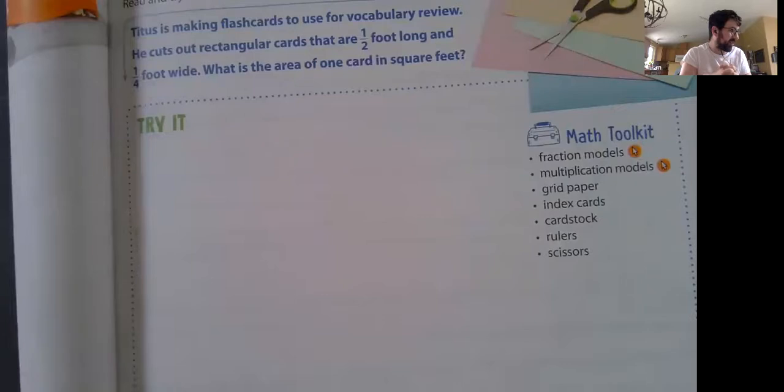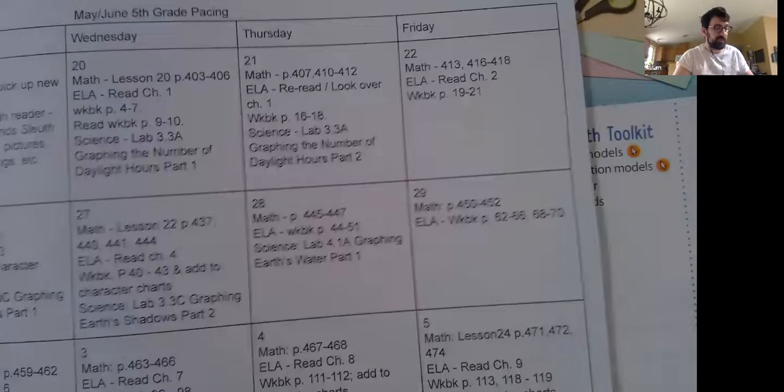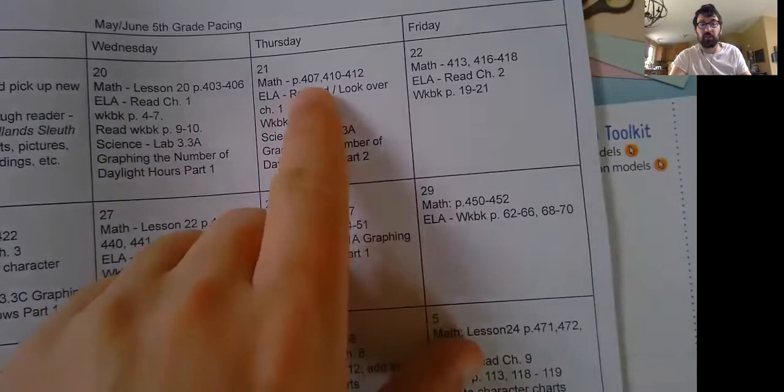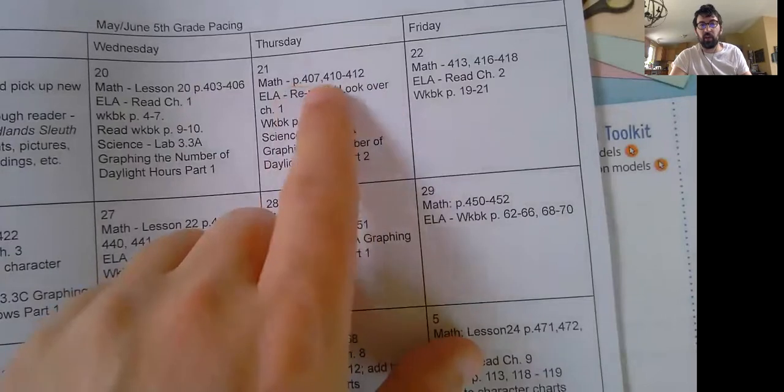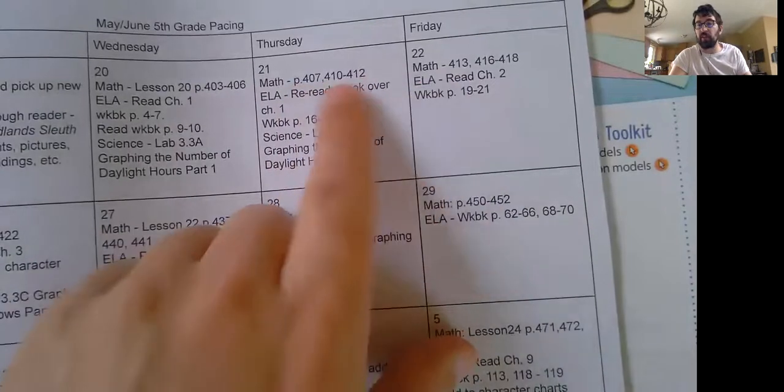Today is Thursday, May 21st. We're doing page 407. Then we're going to skip a few pages and do 410, 412. We're going to be doing this often.